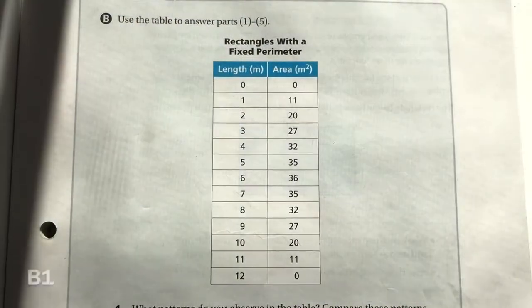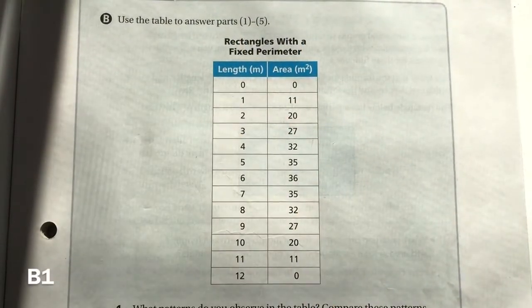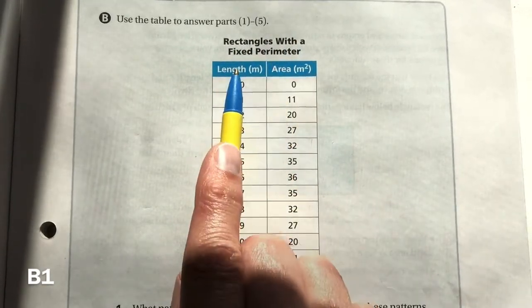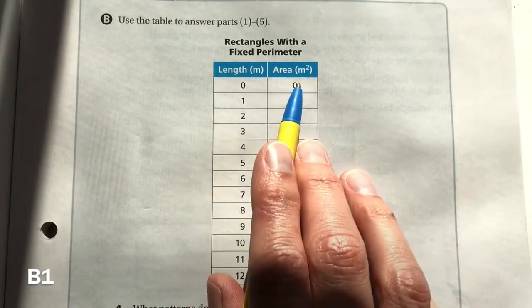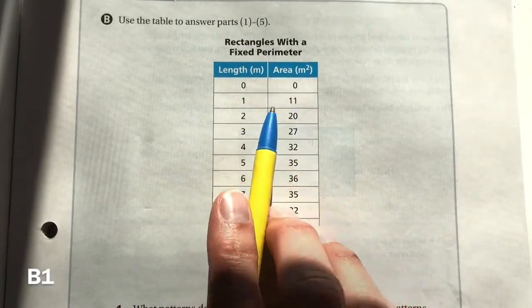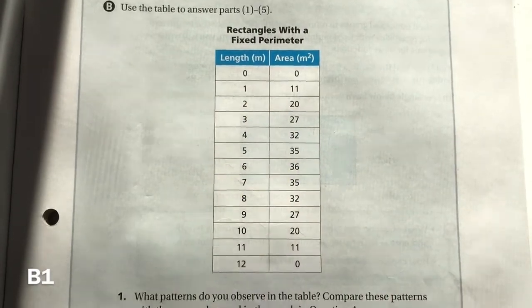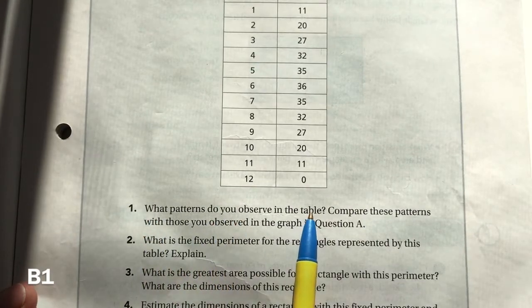All right, that brings us to part B. So we're going to use this table here to find the questions for these pieces. So again, another rectangle with a fixed perimeter. We have the length and the area. So if there's a 0, it's going to be a 0 area. If it's 1, the area is 11. 2, it's going to be 20. 3, 27, all the way down, and you can see. So number 1, what patterns do you observe in the table?